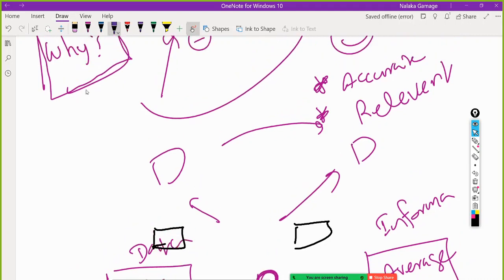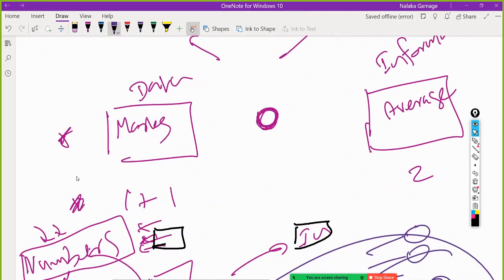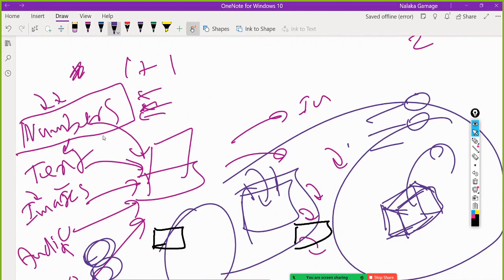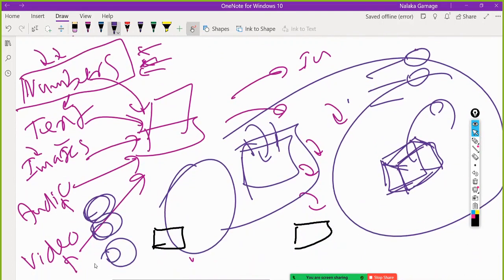Now you know that the computer can process different types of data: numbers, text, images, audio, video, etc. So my next question is, how does the computer convert this data into information? Now you must have answers if you are doing ICT.